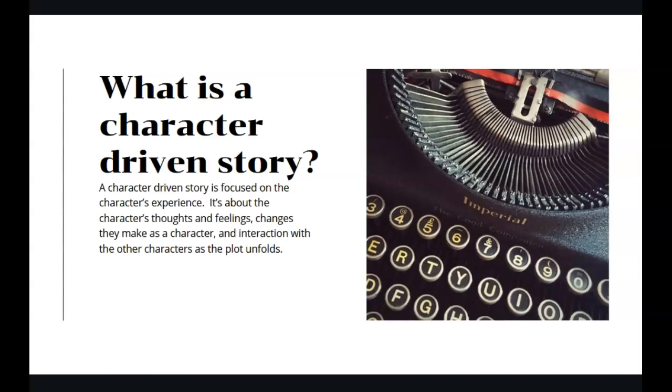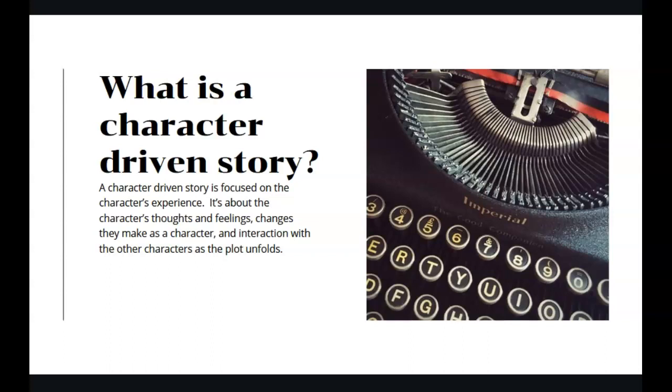So what is a character-driven story? You might guess by the title that this is a story, which can be a short story or a novel or a play. It can be any type of narrative that's all about the character. The character is what drives that story forward. The story is focused on the character and especially on the character's experiences.